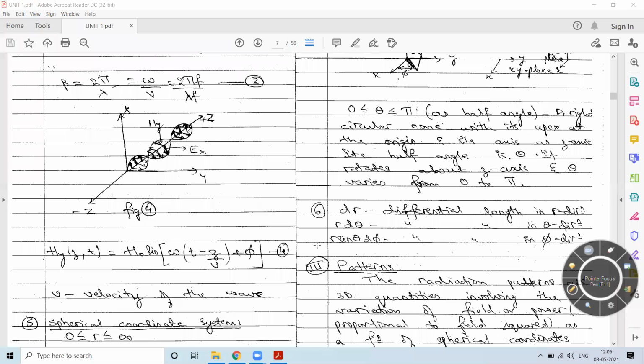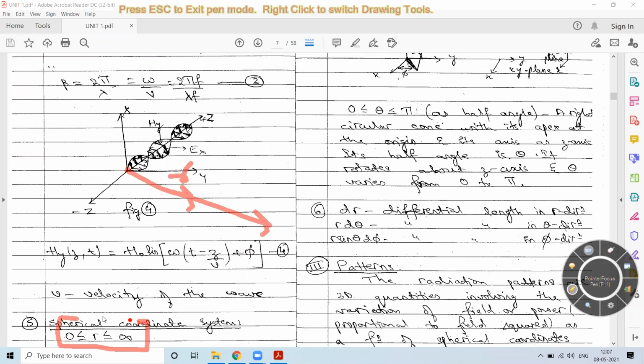When we consider the spherical coordinate system, there are a few parameters we should know. When we consider R, it can be 0 and it can extend up to what? It can extend up to infinity. The range of R is from 0 to infinity.